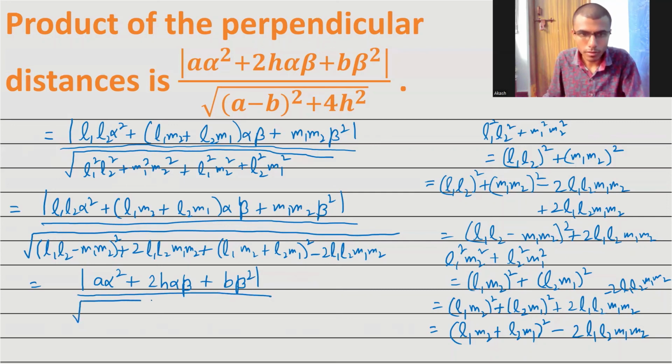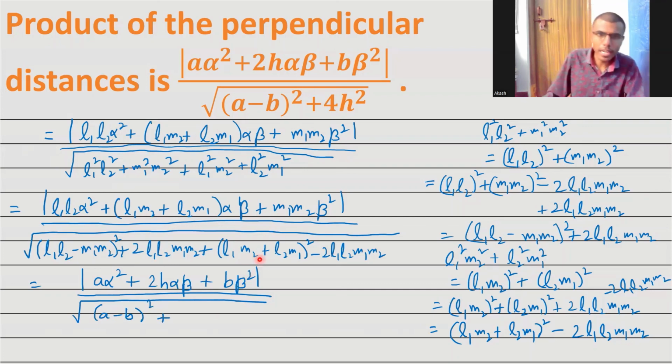under root of, what is L1 L2? A, and M1 M2 is B. So I'd get A minus B whole square plus L1 M2 plus L2 M1, which is 2H, 2H whole square is 4H square, plus 4H. That's it. If you observe, just see at the top what we wanted, and that's what we got.